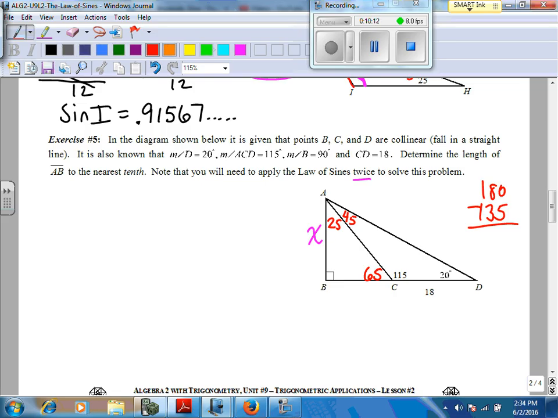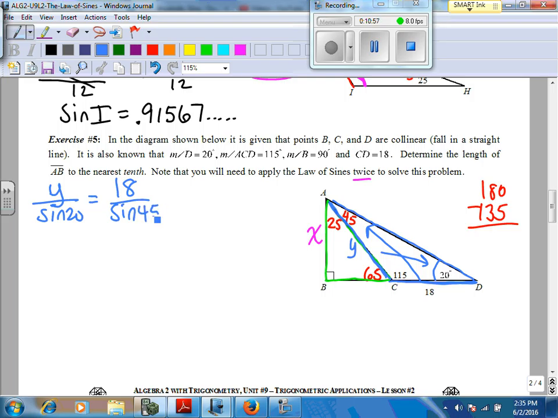Problem is, in this triangle, which is the one that contains the x that we're trying to find, we don't know any of the sides. We only know information about the angles. But look at this triangle. We have this side of 18 and the angle opposite it of 45. We have this angle of 20, so we can find that side opposite it. So essentially I'm going to put a y right here and say y over sine 20 equals 18 over sine 45.